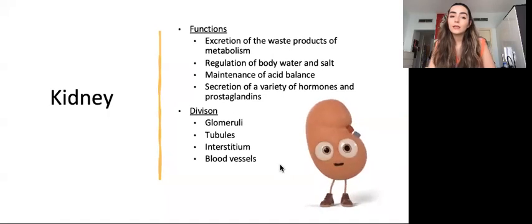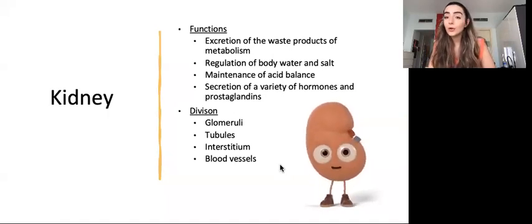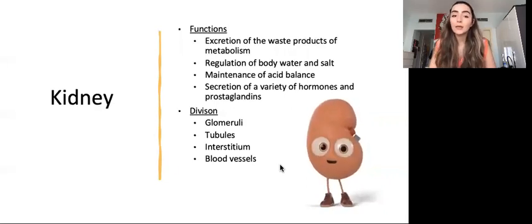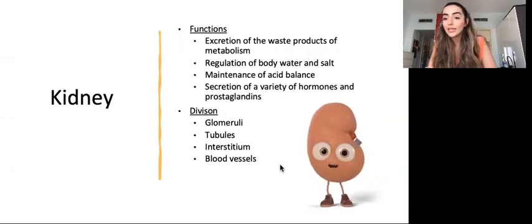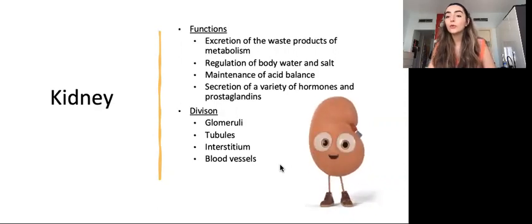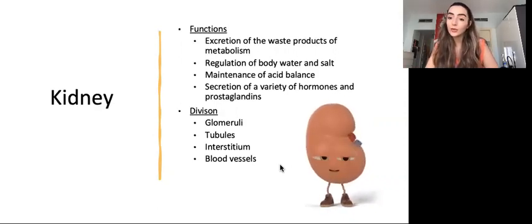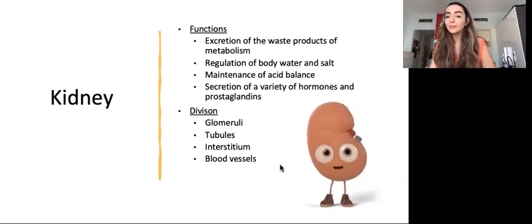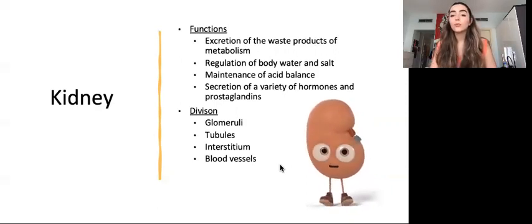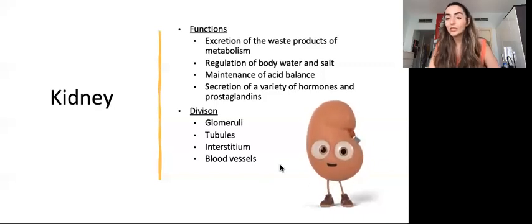So we know that the kidney is used to excrete waste products of metabolism, regulate body water and salt, maintain acid-base balance, and secrete many hormones and prostaglandins. And we can divide it into the four structures of glomeruli, tubules, interstitium, and blood vessels. Something particular about these structures is that some of them are more vulnerable to a specific type of injury than the others. So for example, the glomeruli are more vulnerable to immunologically mediated diseases, but tubular and interstitium diseases are more likely to be caused by toxic or infectious agents.